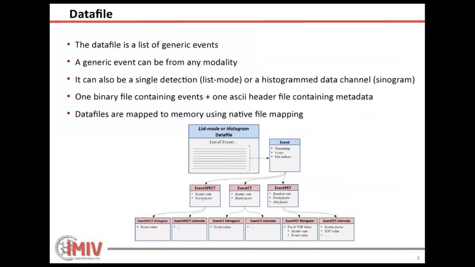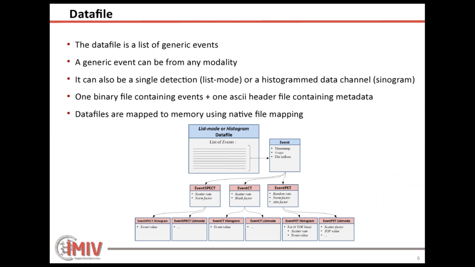So about the data file. As I said, the data file is a list of what we call generic events, from an entity, which here can be SPECT, CT, or PET. The information inside is somewhat hierarchical. In the generic event, we have just the time step and the number of rays that are included in the event. That is because of some scanners where you have some axial or azimuthal compression that is in hardware, so you just don't have any choice. So there can be many rays inside an event. And then there is a list of the element indices from the scanner.